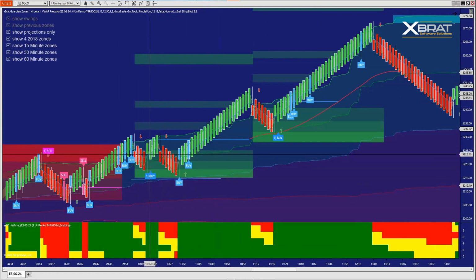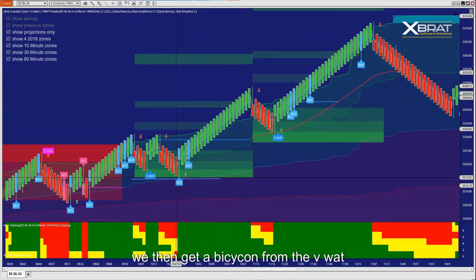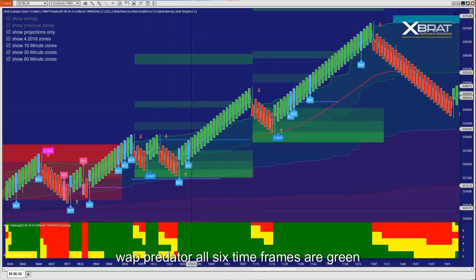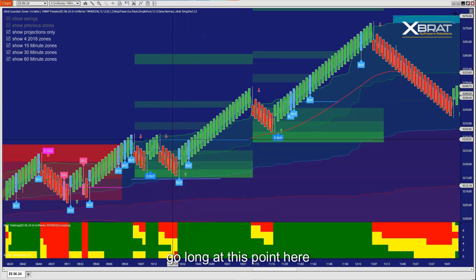If that's not enough for you and you're only trading confluences, we then get a buy signal from the VWAP Predator. We get another buy signal from the VWAP Predator. All 6 time frames are green. Go long at this point here.